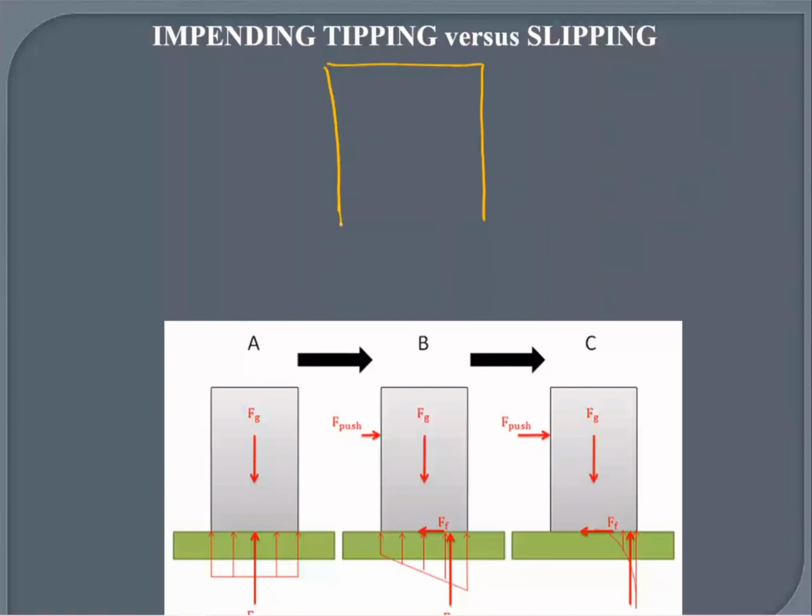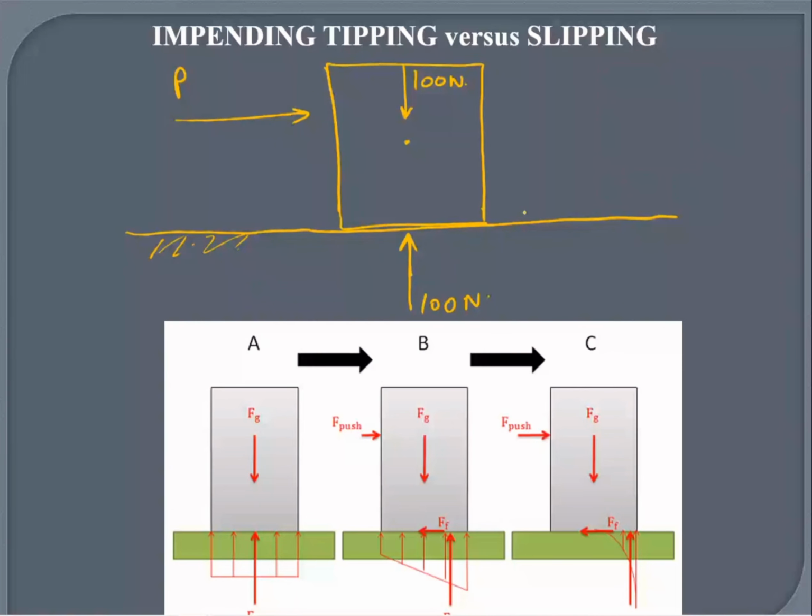On the floor, and it weighs 100 Newton. So the R is 100. Okay, that's the center point. I'm applying P force, and this would be my friction force at the contact. Do you agree? Normal force 100 Newton, reaction force 100 Newton. Agree? Yes, sir.